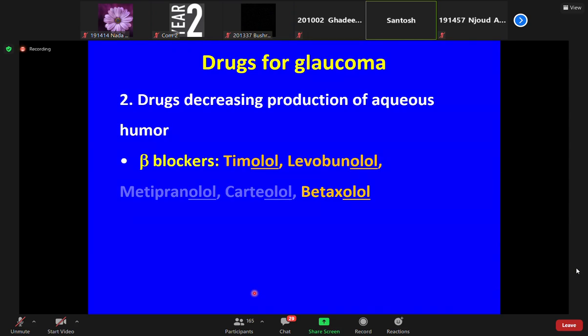Okay. So among beta blockers, timolol is the most commonly used drug. It's non-selective. Again, all these drugs we're talking about are topical, in the form of drops that we put in the eye. Levobunolol, and then we have two more drugs which, if you want, you can forget about. Then we have betaxolol. But again, see, all these drugs end in olol. So anything which you see ending in olol, you know it's a beta blocker.